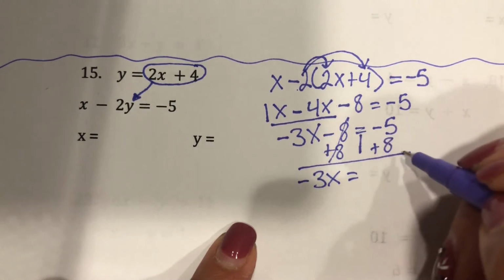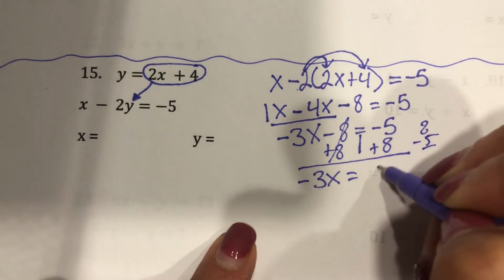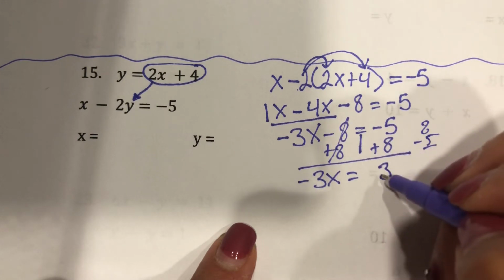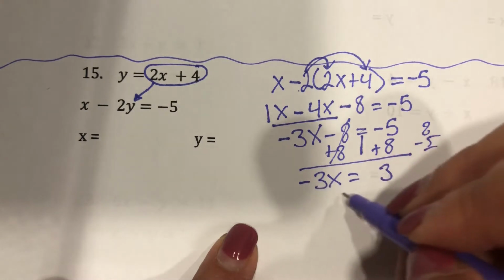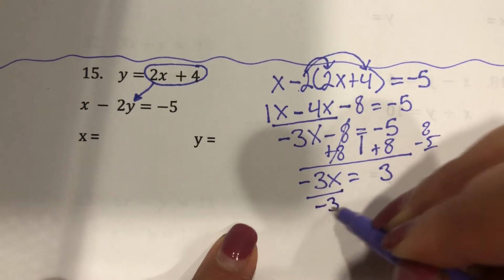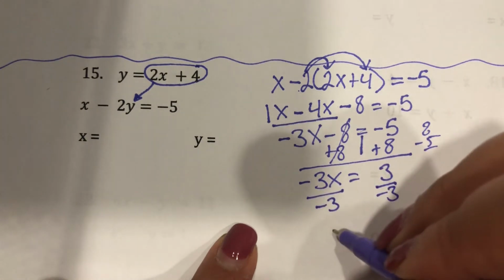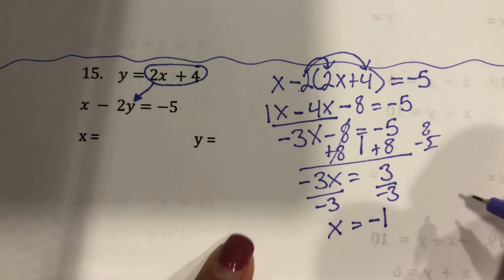Different signs, so we're going to subtract. 8 minus 5 gives me a 3. Which sign is bigger? The 8 is, so this 3 is going to stay positive. I need to get rid of this negative 3, so we're going to divide both sides by a negative 3. Do not forget that negative. And x equals negative 1.